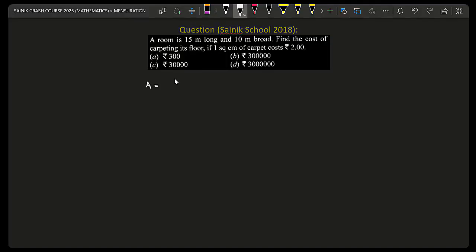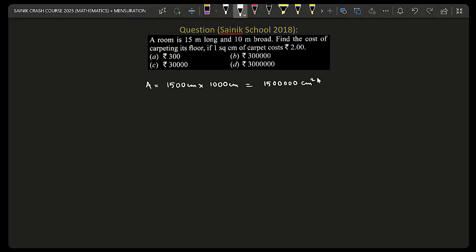Length is 1500 centimeters. And what is the breadth? 1000 centimeters. So this is going to be 15 followed by how many zeros? Sir, 5. 50 centimeters square.